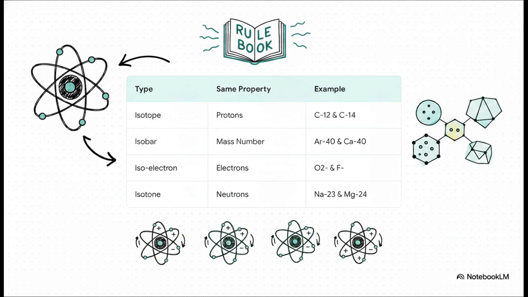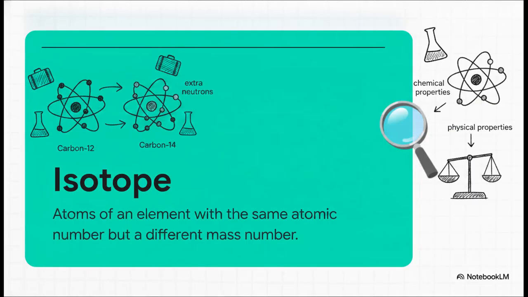Okay, let's break the others down. Think of isotopes as having the exact same elemental identity, but carrying a little extra baggage in the form of varying neutron counts. Because they have the exact same number of protons, their chemical properties are completely identical. But because they have a different mass, their physical properties can change. Carbon-12 and carbon-14 are perfect examples here. They are both absolutely carbon, but one is just a bit heavier.